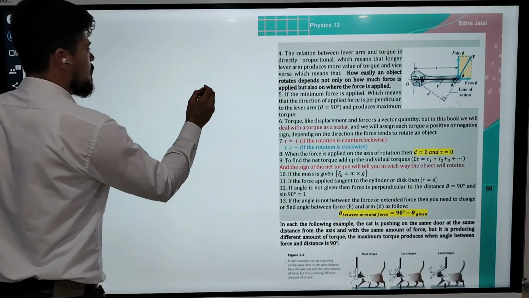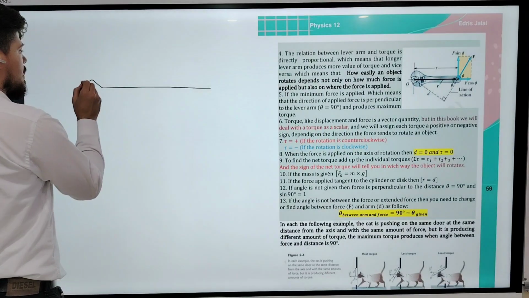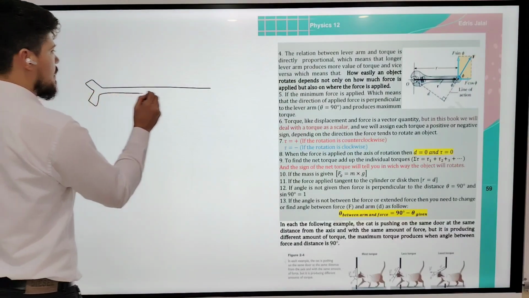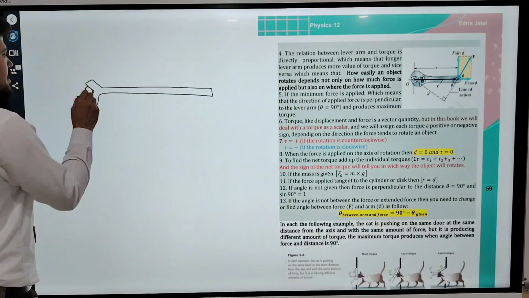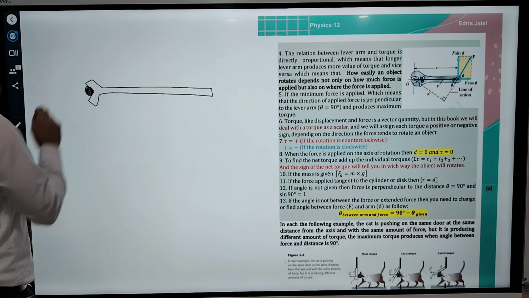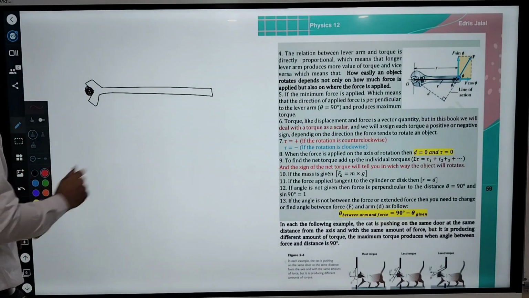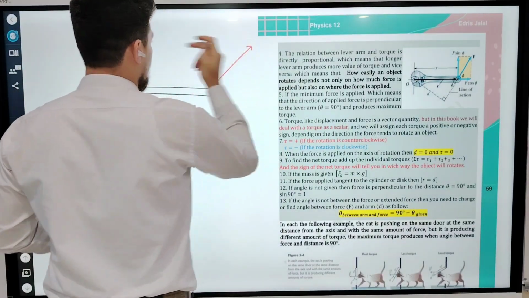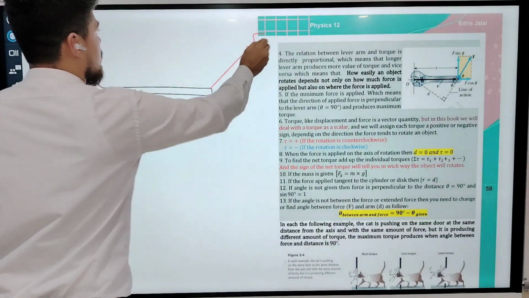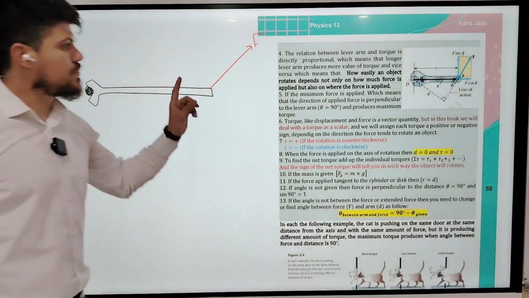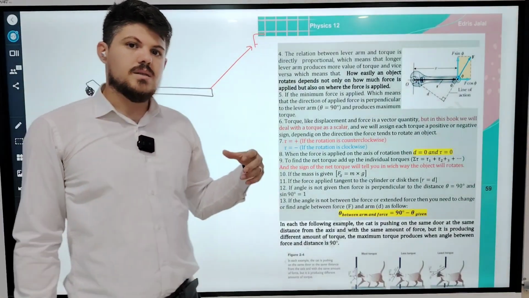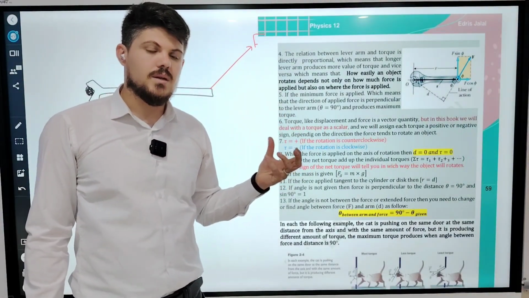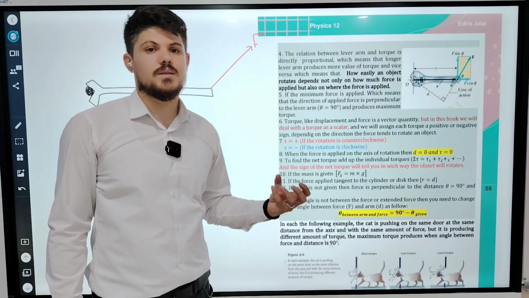Okay. When a force is applied on this spanner, assume that this is the axis of rotation. What is this? This is the axis of rotation. If the force is applied at a tilted angle, not perpendicularly, as you can see in this figure, this force is not on the x-axis and not on the y-axis. It is between the x-axis and the y-axis.